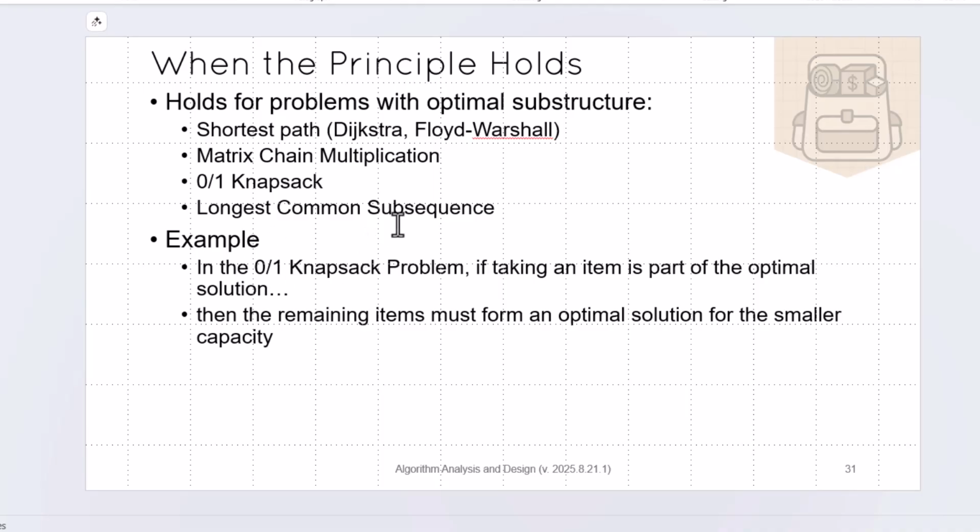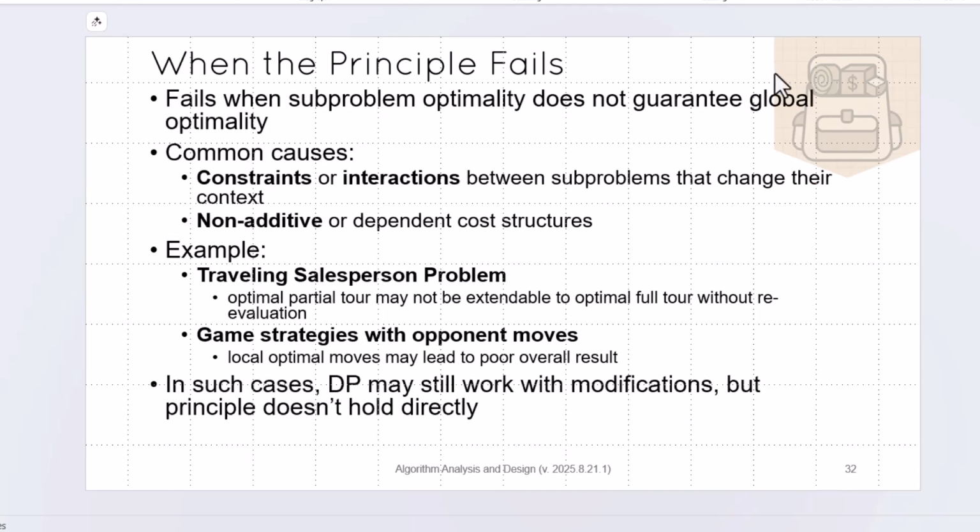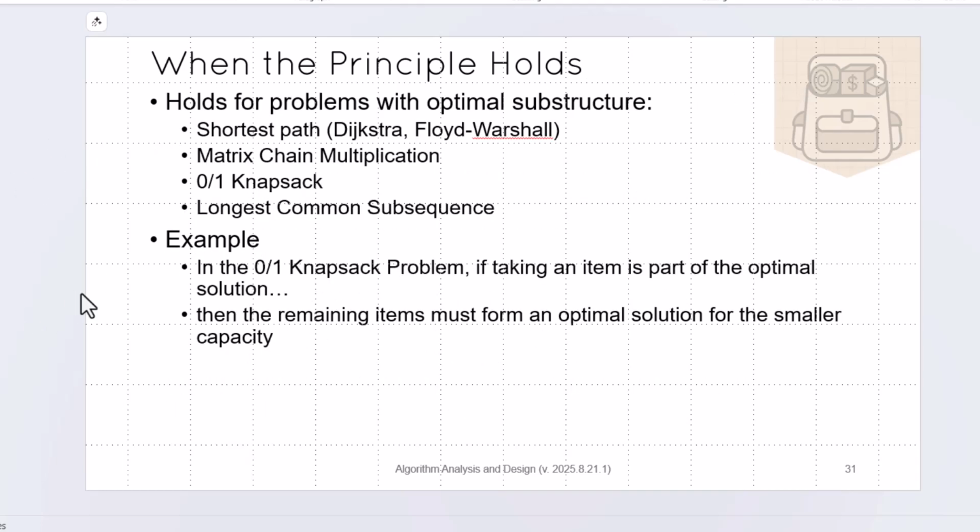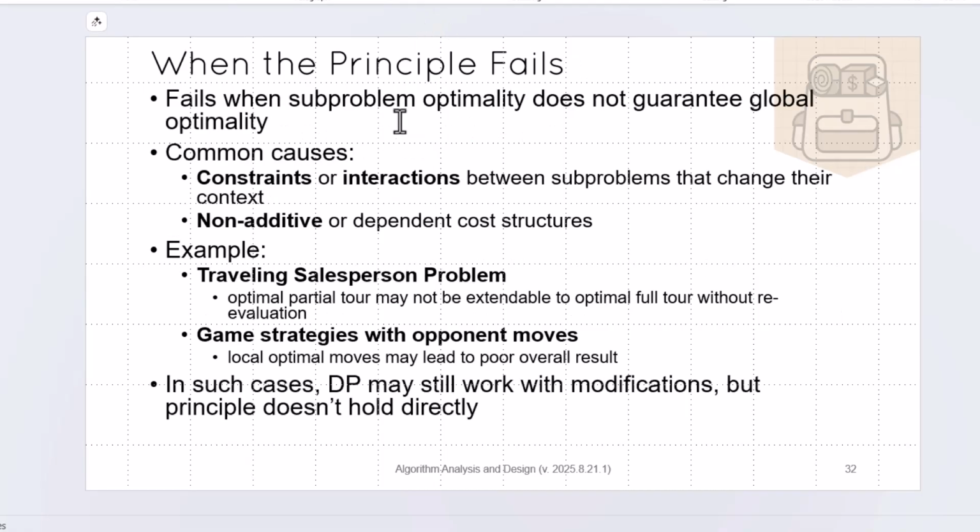But in the 0-1 knapsack problem, if taking an item is part of the optimal solution, then the remaining items must form an optimal solution for the smaller capacity, right? So with that, we might pretend that the knapsack has lower capacity, and what can we fit in those lower capacities? So when does this principle of optimality fail?